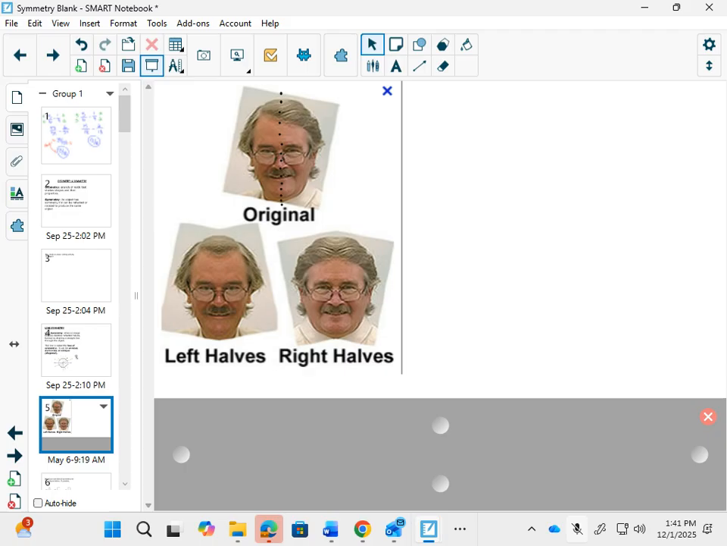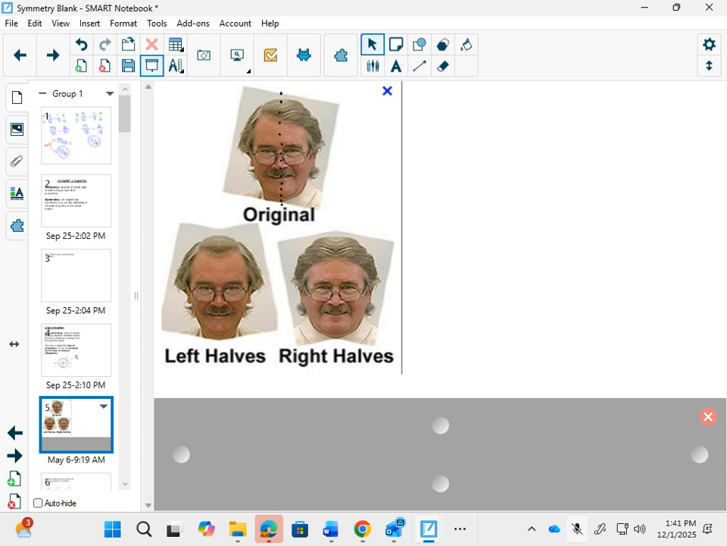Now, really though, none of them are really symmetrical. When you take a picture, as soon as your head tilts just a little bit one way, you're going to get, like, when we look at this, he is tilted a little bit this way, which makes this side the fat side.